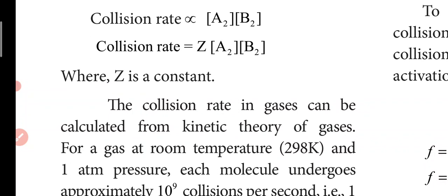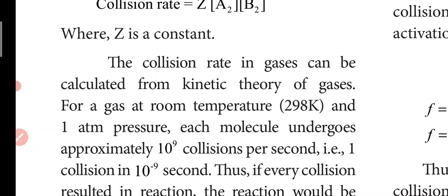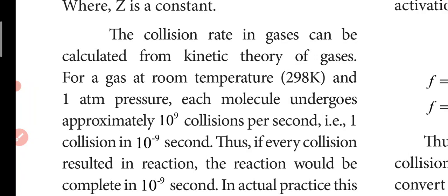The collision rate in gases can be calculated from the kinetic theory of gases. For a gas at room temperature, 298 Kelvin, and 1 atmospheric pressure, each molecule undergoes approximately 10 power 9 collisions per second.